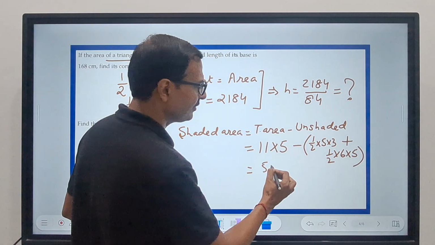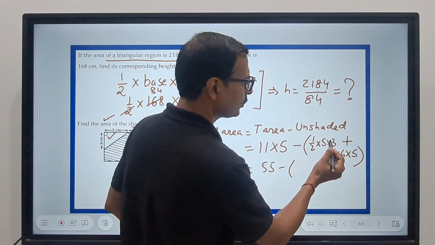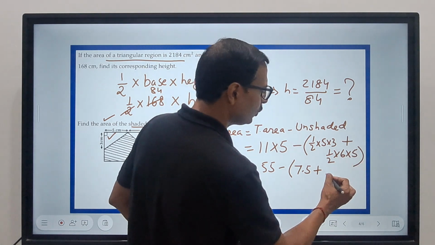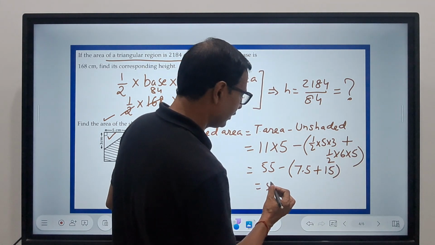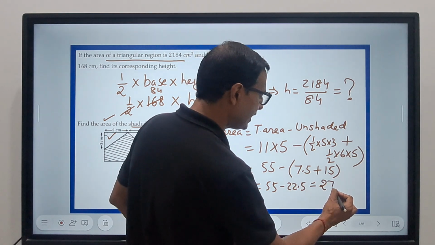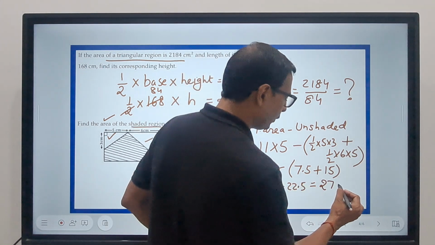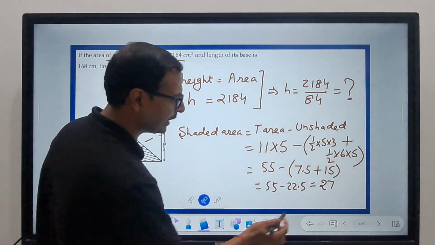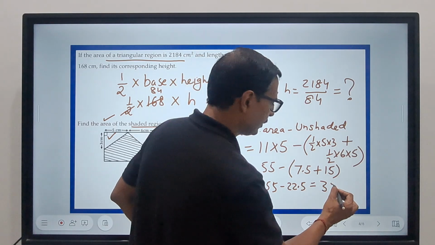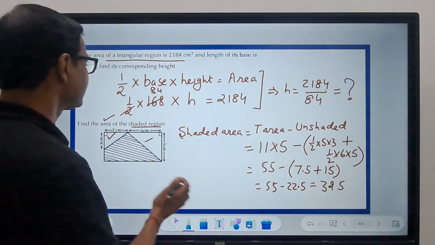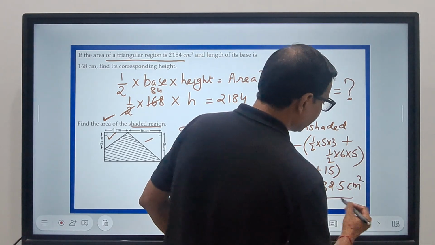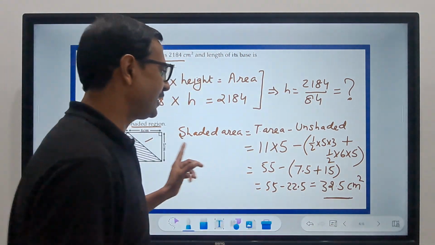So this is 55 minus this comes out to be 15 by 2, 7.5, plus this comes out to be 30 by 2, 15. And so 55 minus 22.5 will give us the answer, which is 32.5. So I will write it as 32.5 directly. What unit is it? Because we are finding area, it is centimeter square. That gives us the answer for this particular question.